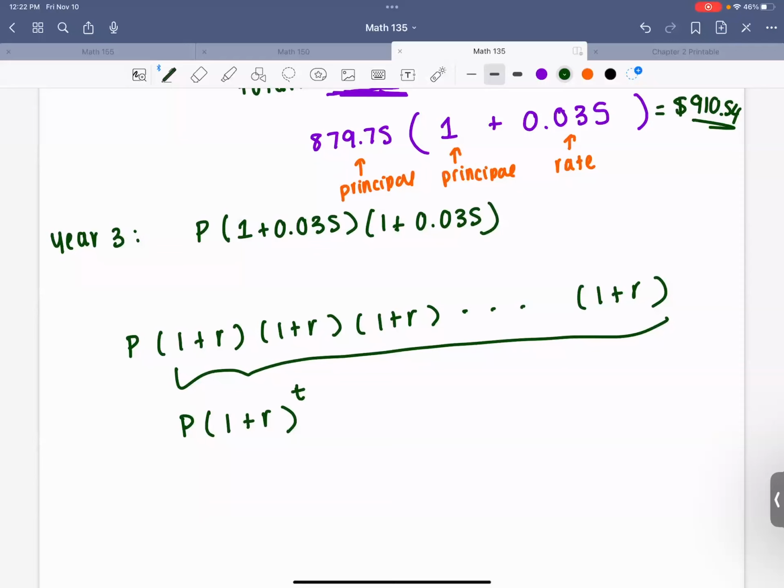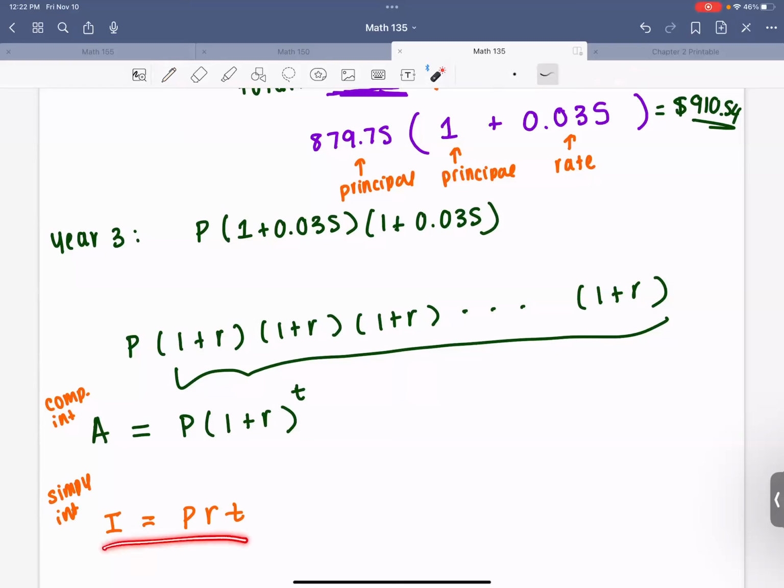So this actually is a compound interest equation. But this time I'm going to say that A is equal to P times 1 plus r to the t power. Yeah, that's a good question, right? What is A? This is compound interest. Let me write the simple interest formula right below it. Simple interest, remember, was I equals P R T. So you're probably wondering, why is this one I and why is this one A, right?